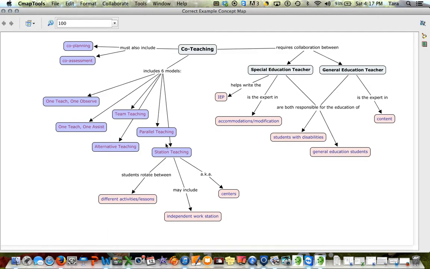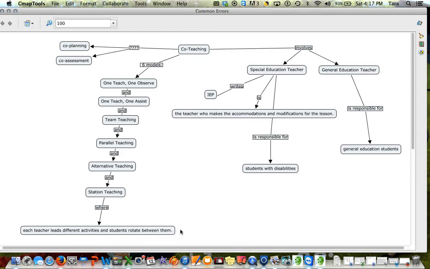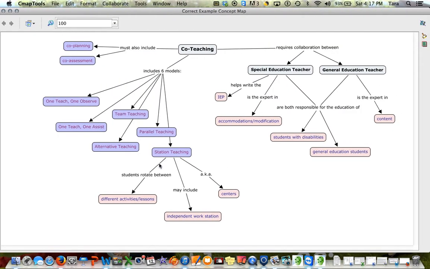And then station teaching before, if you remember, I had a big long blurb. Here, instead, what I had is 3 different links. I said it's also known as centers. And they include an independent workstation, and students rotate between the different activities. So I took all that information in one long concept and split it up. And then now I have the correct hierarchy, non-hierarchy, I should say, between the 6 models. They're all coming off with their own branch.